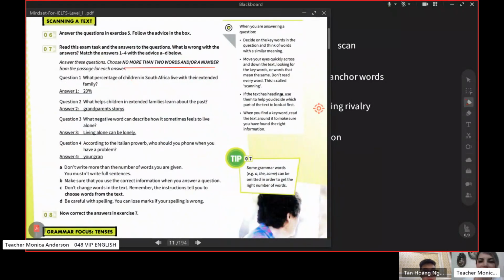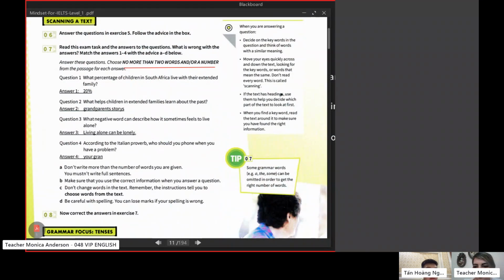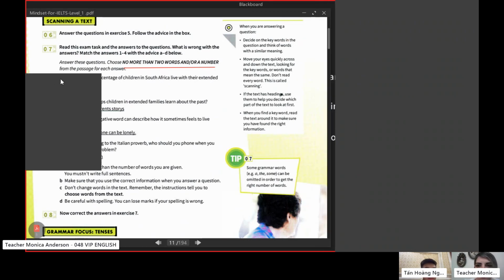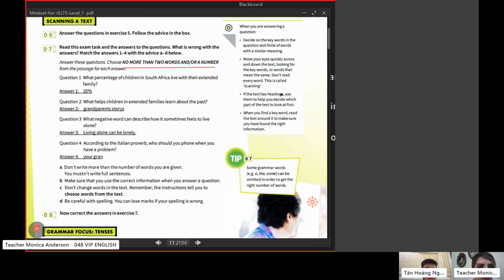You read, please. Question 1: What percentage of children in South Africa live with their extended family? 20%. What helps children in extended families learn about the past? Grandparent stories. What negative word can describe how it sometimes feels to live alone? Living alone can be lonely. According to the Italian proverb, who should you phone when you have a problem? Your grand.